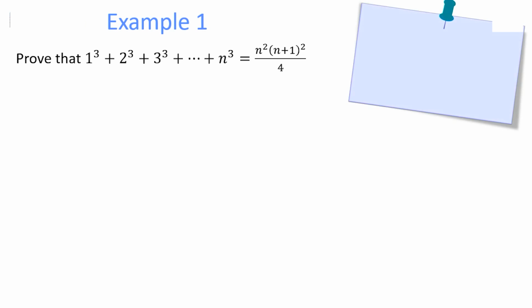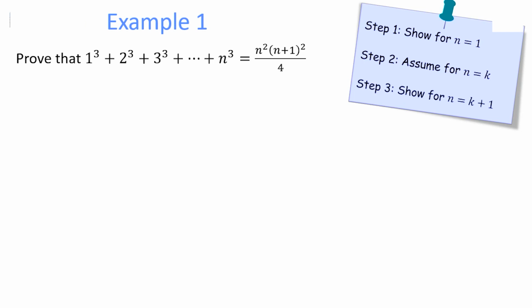Now let's see our first example, and hopefully by the end of this example the steps will be more clear to you. Our task is to prove that 1 cube plus 2 cube plus 3 cube plus ... plus n cube equals n squared times n plus 1 squared over 4. Now let's refresh what the steps were again. Our first step is to show that for 1 the statement is true. Second step, assume that the statement is true for k. And the last step is to show that the statement will also be true for k plus 1.